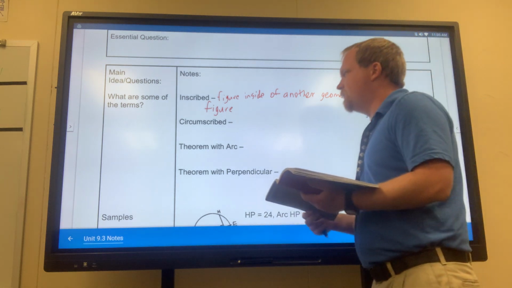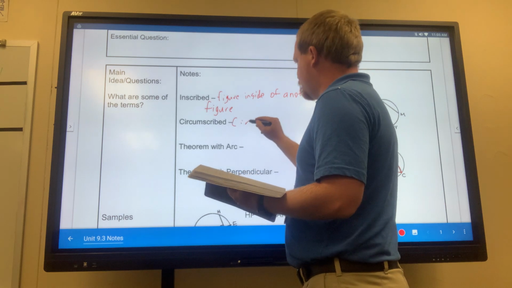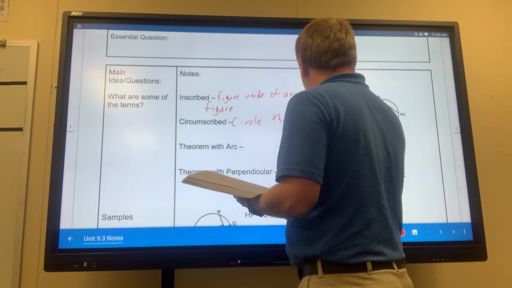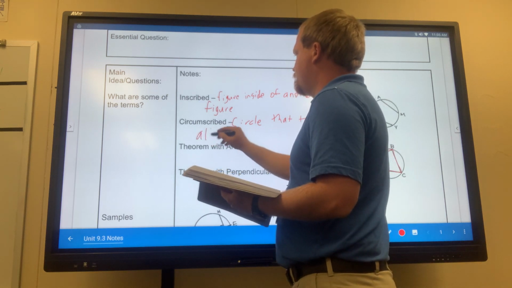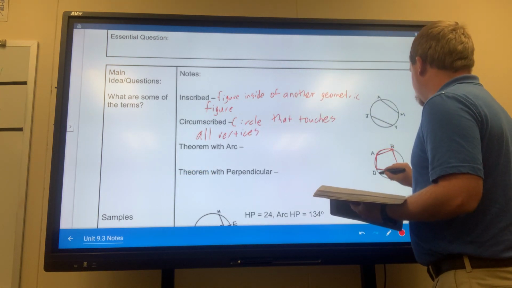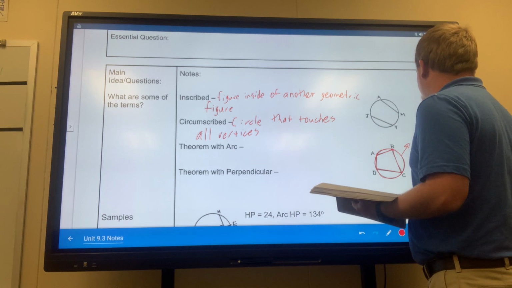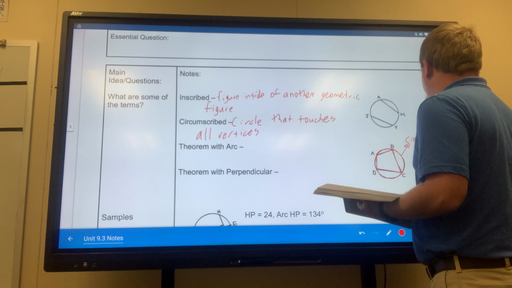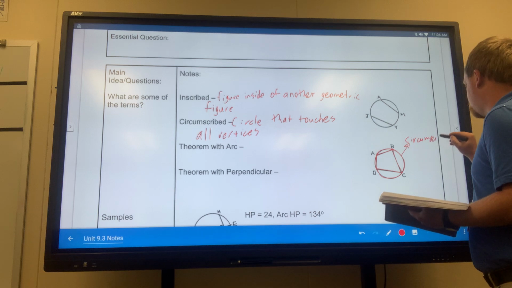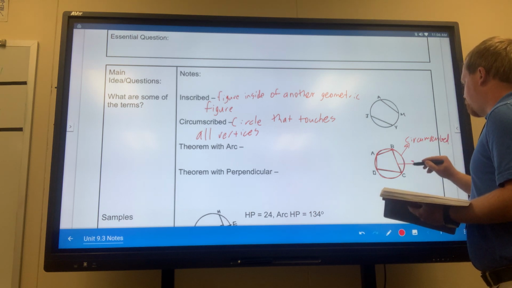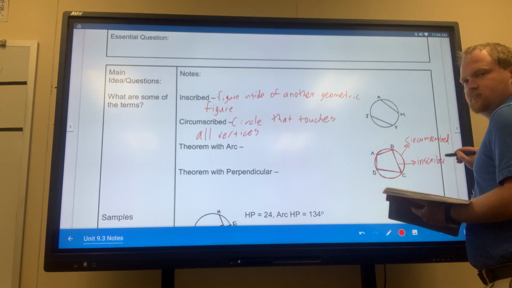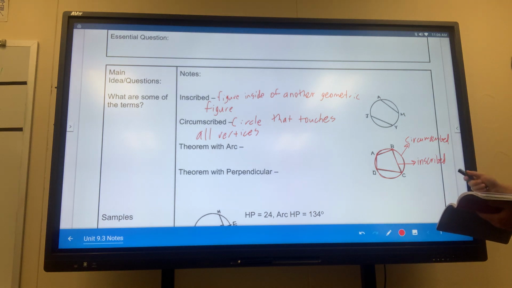Now, circumscribed is a circle that touches all vertices. So it's this circle right here. This circle is what we describe as circumscribed. Let me rewrite that. While the figure itself, the quadrilateral, is inscribed. Okay? So that's the big difference between the two.